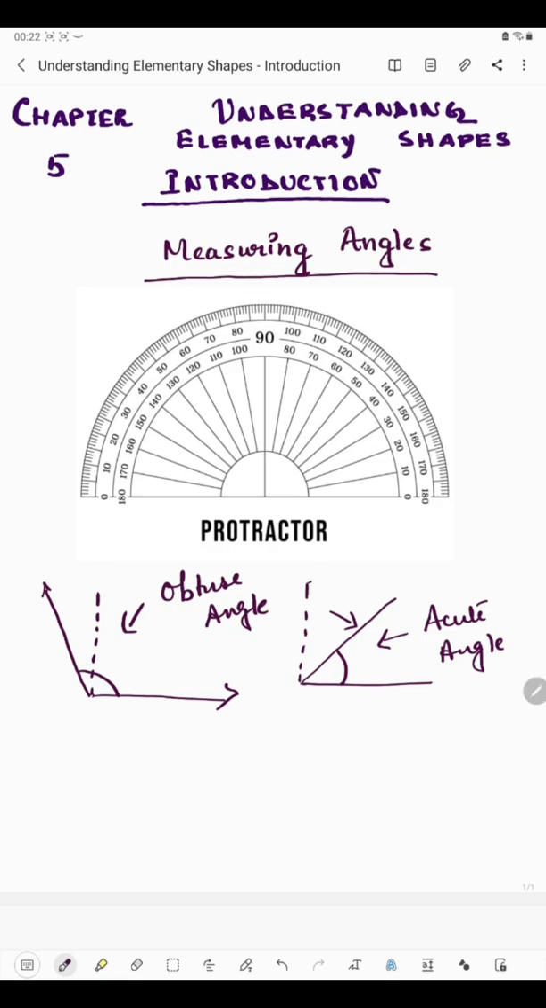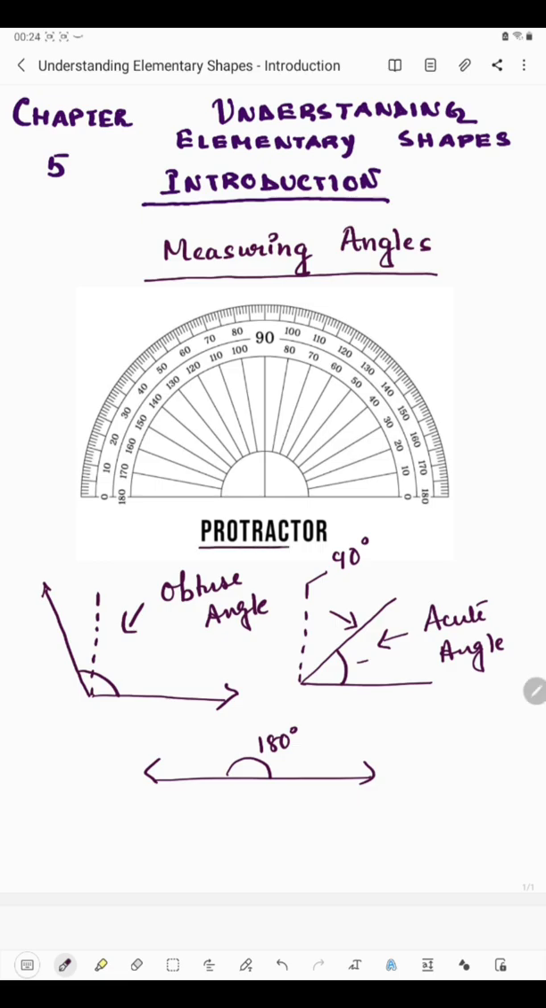Like here we know that this is 90 degrees, or if it is a straight line then it forms 180 degrees. Similarly, here we have drawn an acute angle. So what measurement is it, or if it is an obtuse angle then what measurement is it? So here we will take the help of the protractor to measure the angles, okay?